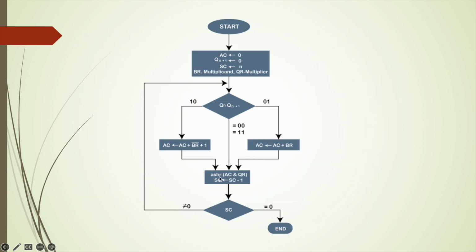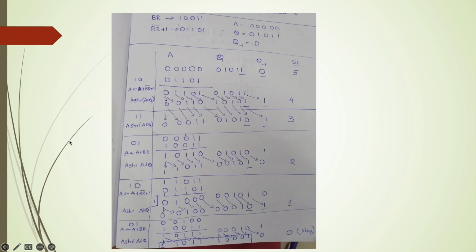After adding, I have to do an arithmetic shift right of AC and BR. So I copied this value here and used the shifting operation. Shift 0 to the next position, 1 to next, 1 to next, 0 to next, 1 to the Q, 0 to next, 1 to next, 0 to next, 1 to next, and the Qn-th position will be moved to Qn plus 1. After shifting, I have to decrement the SC. Is SC 0? No, I have to repeat the loop.